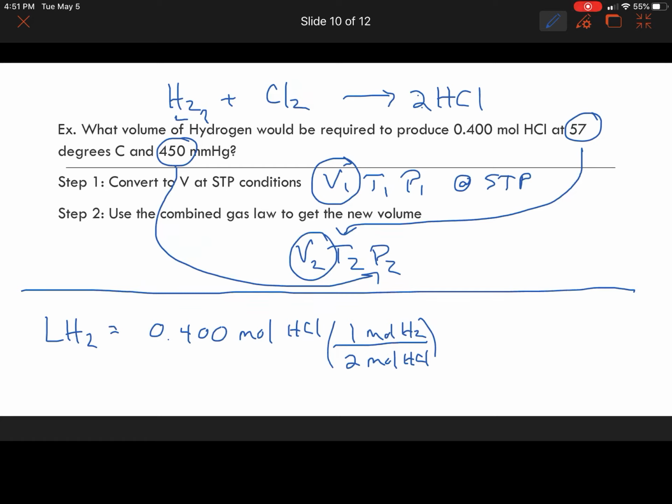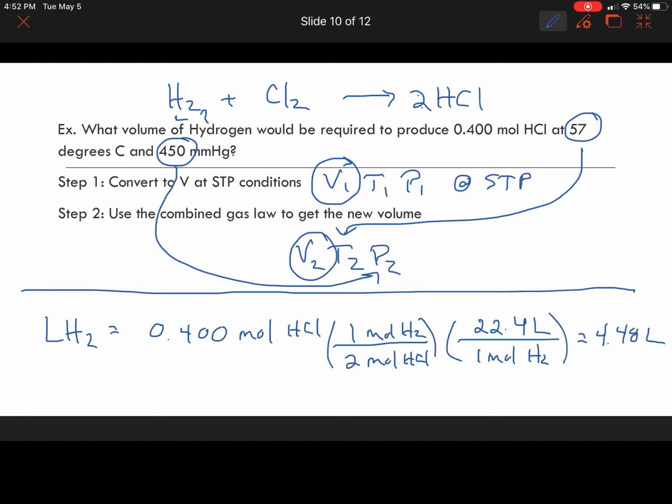You don't want that though. You want to get to liters of H2. So you're going to need another bracket, another conversion factor. And we know that in 1 mole of H2 at STP, we have 22.4 liters. So now you're going to get your calculators out and solve for this. We're going to have 0.4 multiplied by 22.4 divided by 2, and you get 4.48 liters.